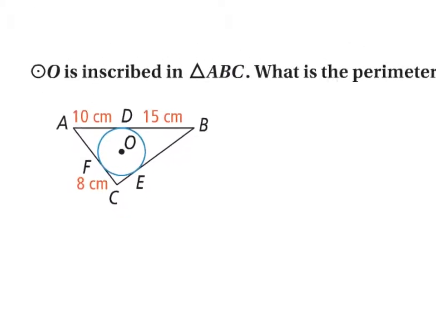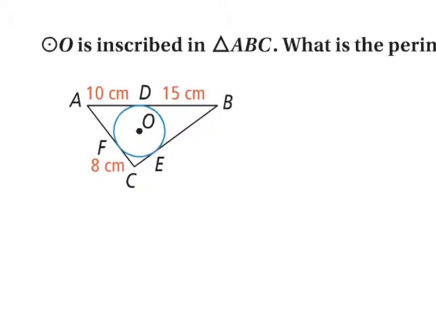If we take a look at this example, it says that we have a circle O that is inscribed within our triangle ABC. So that means that the triangle is circumscribed around the circle. Triangle's on the outside, circle's on the inside. Since we know that the circle is inscribed in the triangle, each side of that triangle is a tangent.